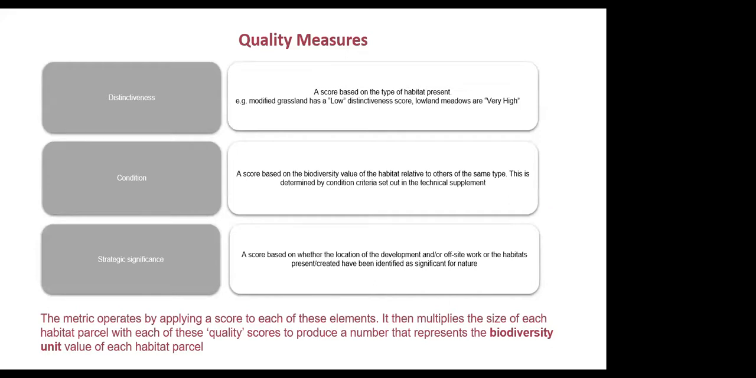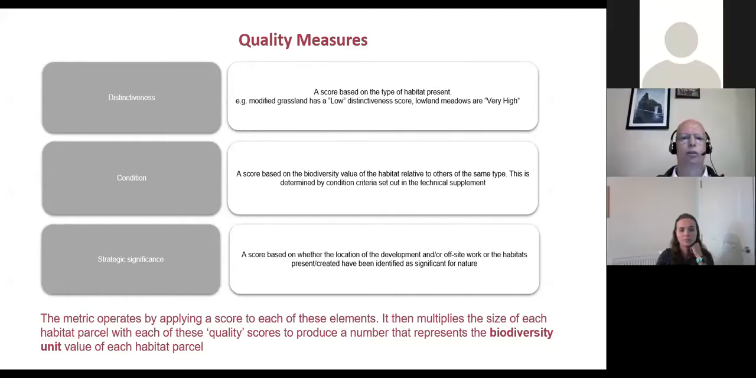So in terms of the quality measures, all the different types of habitat have been banded into various distinctiveness bands. We've graded everything from low distinctiveness habitats, the general agricultural habitats such as arable land or intensive agricultural grassland, through to very high distinctiveness, very rare habitats like lowland meadows. All of those scores for each of the habitats within the metric have been pre-populated and are published behind the scenes in the calculation tool and in the technical supplement that I mentioned earlier. So that's all there for everybody to look at if they want to.